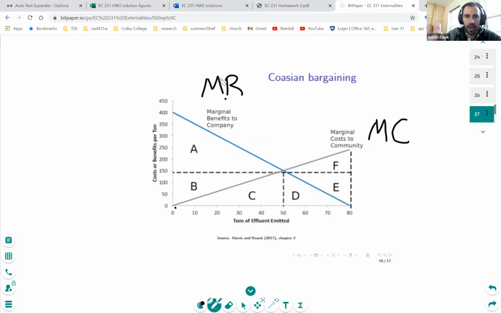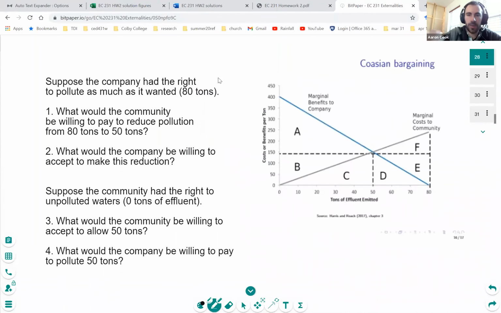And I want you to think about what would be the payoffs to each of these, the firm and the community. What would be the payoffs to them of having the property rights be in one corner versus the other? So this is going to be your second in-class assignment.